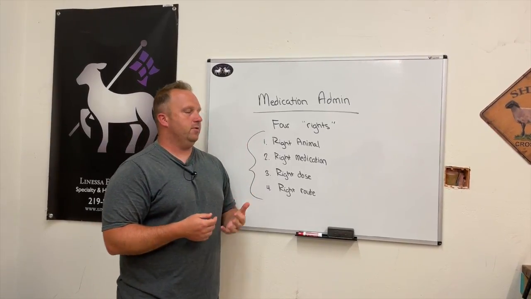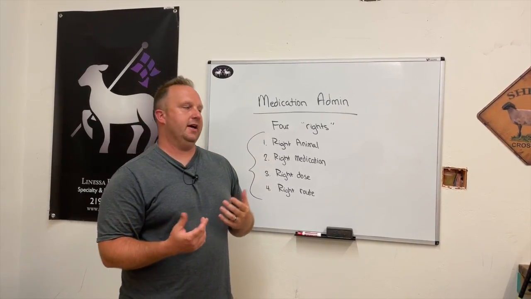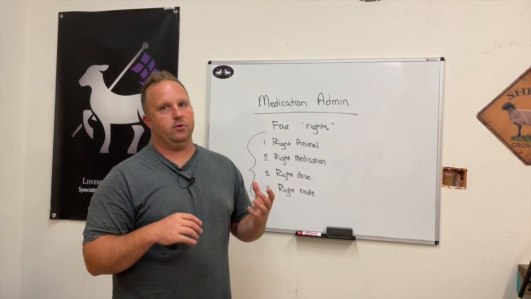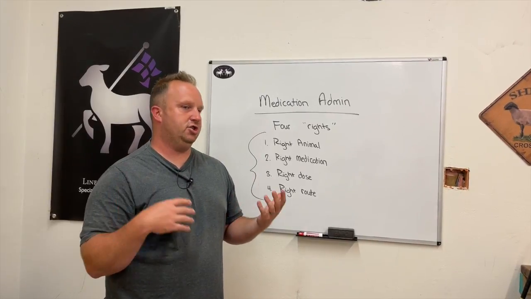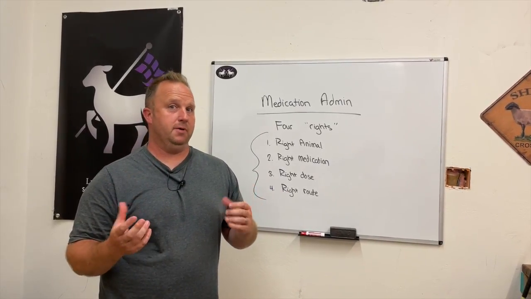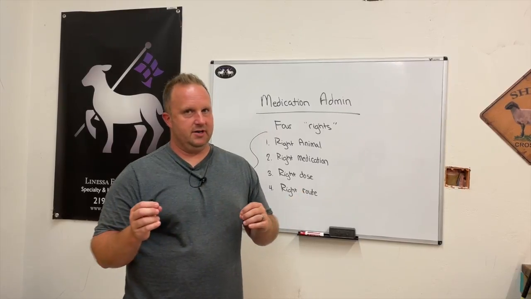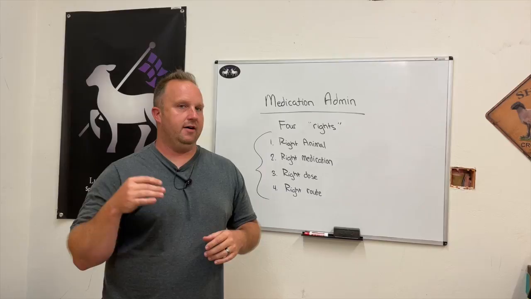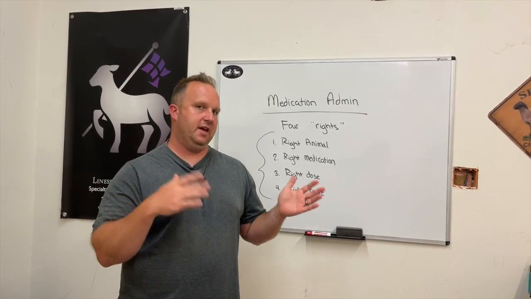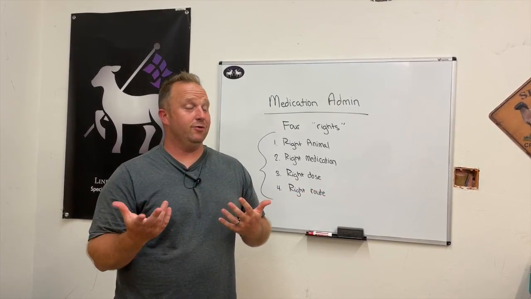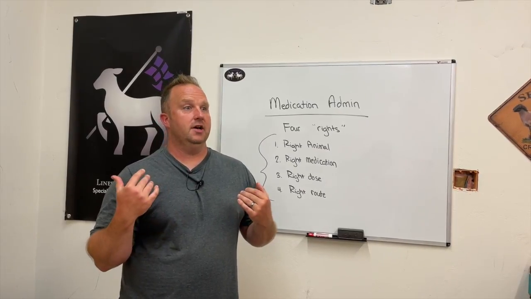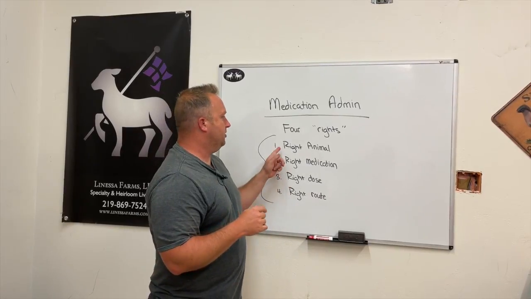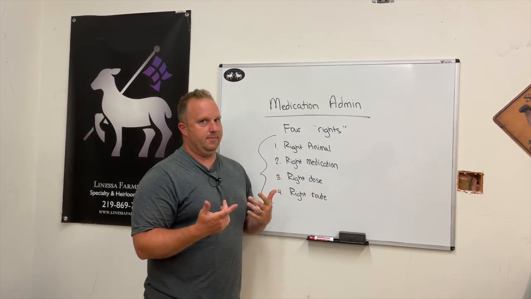Number 1, we want to talk about the right animal. What do I mean by that? If your medication is listed only for goats and you're giving it to a sheep, you need to make sure that that is appropriate. There are a lot of medications that are used off-label, and off-label just means that it's not approved for treatment of the animal that you're treating it for. Unfortunately, in veterinary medicine, we use this a lot. But the main thing I want you to know is to make sure that you're giving it to the right animal.